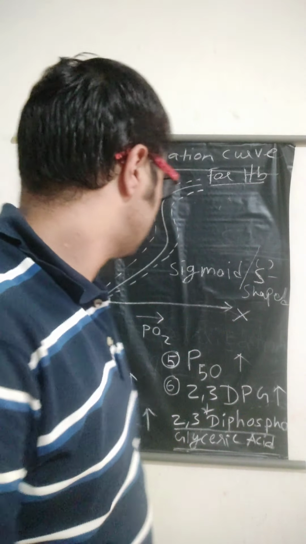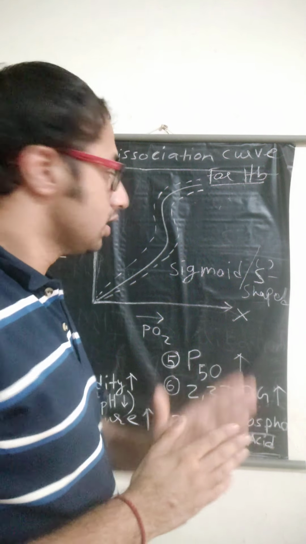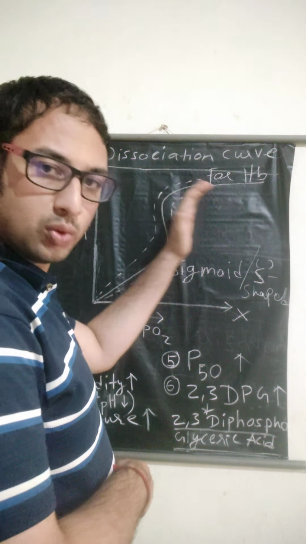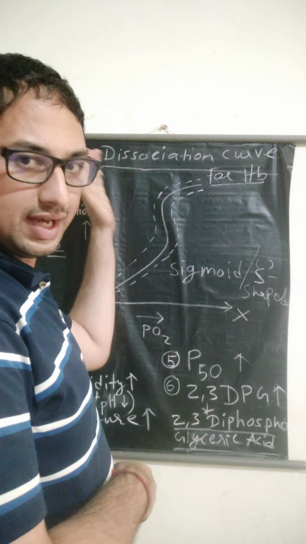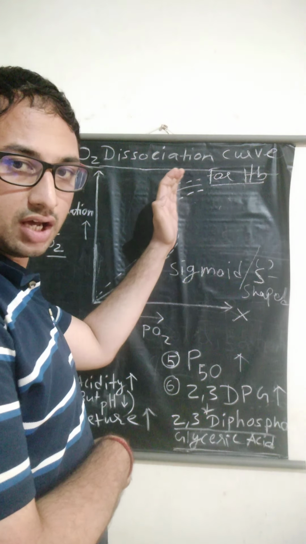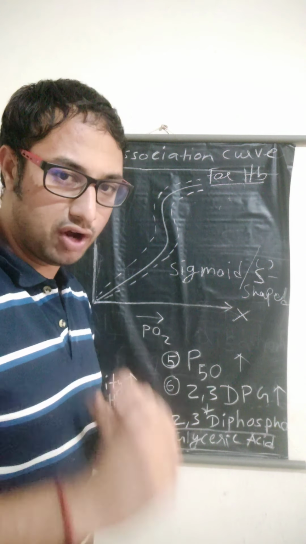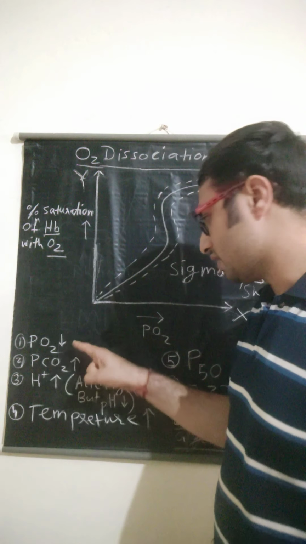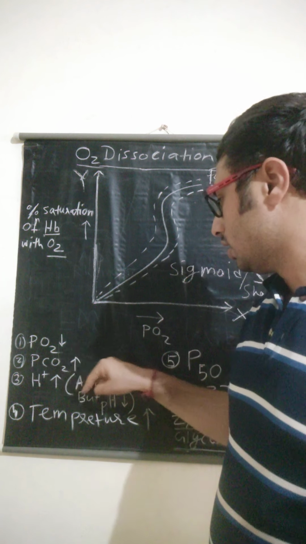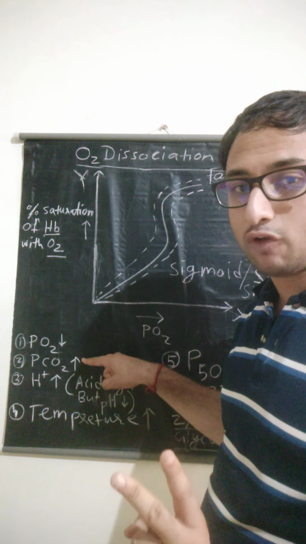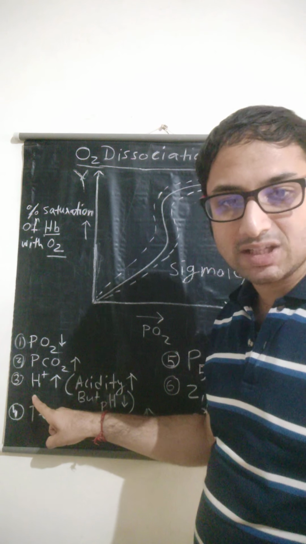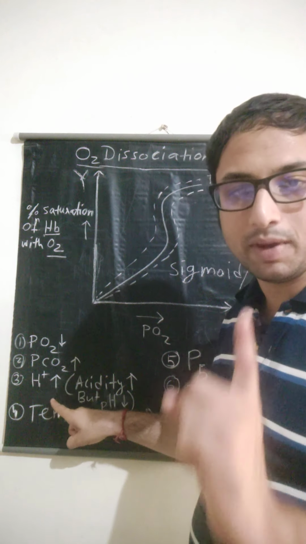Now one more thing I want to discuss here. There are two conditions: this curve will shift either toward the right side or toward the left side. So what are the conditions for the curve to shift toward the right side? The first condition: the partial pressure of oxygen should be low. Second: the partial pressure of carbon dioxide should be high. Third: the H plus ion concentration should be more.